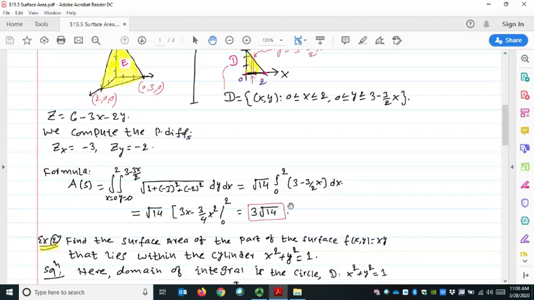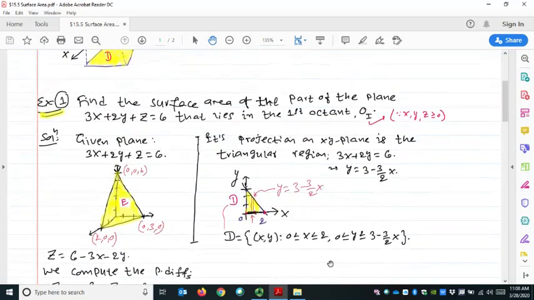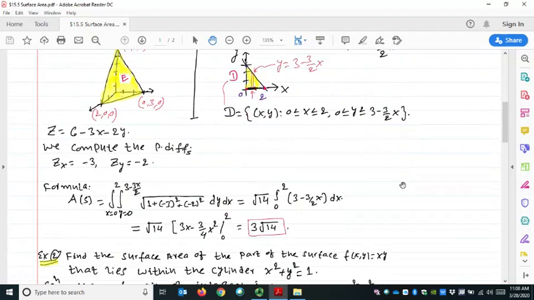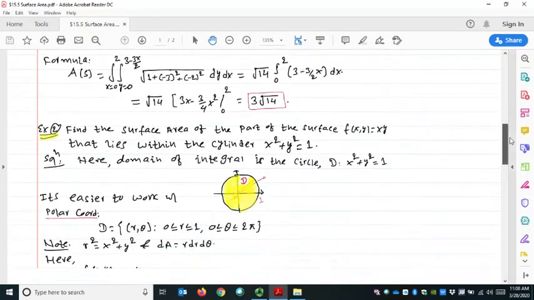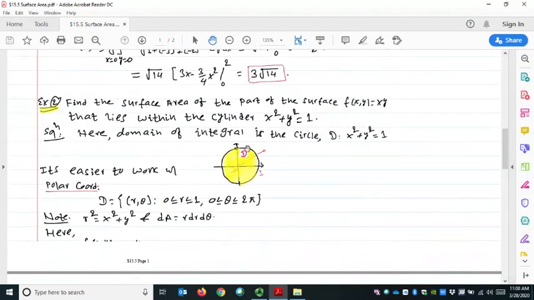Now this is the surface area of the given surface in question 1. Great. Similarly, let's move on. Let's compute question 2. Find the surface area of the part of the surface given by f(x,y) equals x times y that lies within the cylinder x squared plus y squared equals 1.